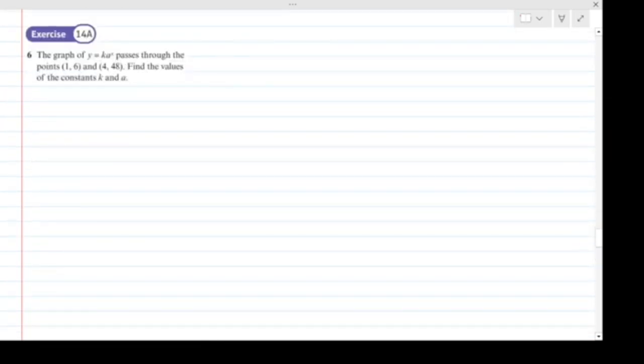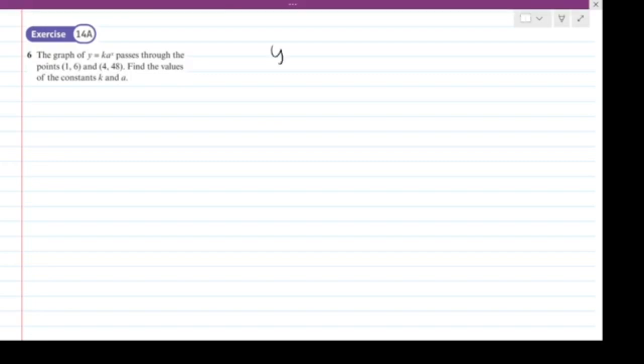We're given the graph of y is ka to the x, and it passes through the points 1, 6 and 4, 48. Find the values of the constants k and a. So actually, we have the graph y is ka to the x. I'm told it has these 2 points in. So firstly, I'm going to sub the point 1, 6 in, because that point is on this curve. So that means when x is 1, y is 6. So y is 6, that equals ka to the 1, because x is 1. But that's just ka then, right?